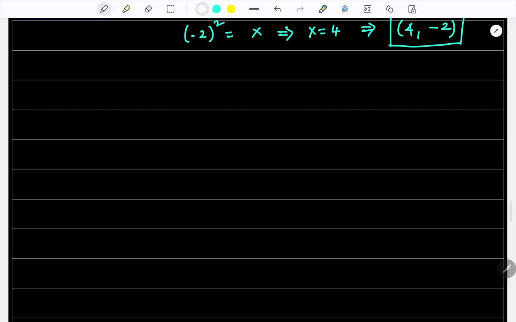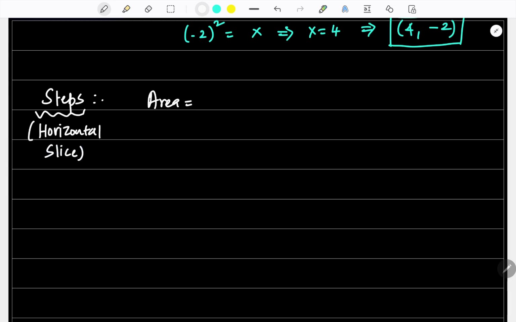So what is the formula for a horizontal slice? Let me start the steps. There is only one small difference in the formula. Remaining thing, everything is going to become the same. What is that? Area is equal to, steps for a horizontal slice. Okay, right. So in the vertical slice, I told you the formula, top minus bottom, right? So here the limit is there, here the limit is there. Here, right minus left, and it is dy.